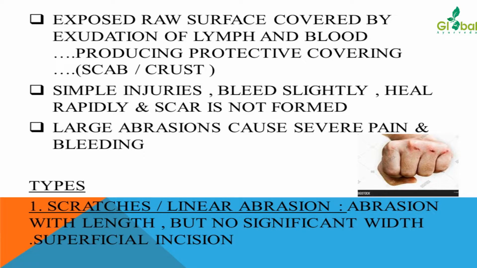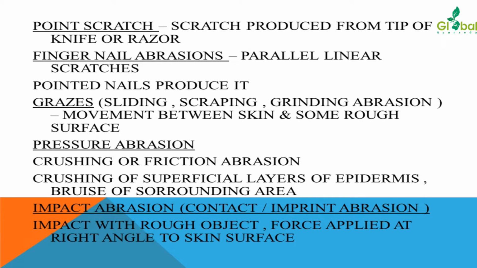Now the types. First, scratches are called linear abrasions. An abrasion in length with no significant width, or a superficial incision, is called a scratch or linear abrasion. The other one is a point scratch, mostly from the tip of a knife or a razor blade. Fingernail abrasions are parallel linear scratches, mostly from pointed nails. Then grazes are sliding, scraping, or grinding abrasions, seen with movement between the skin and some rough surface.